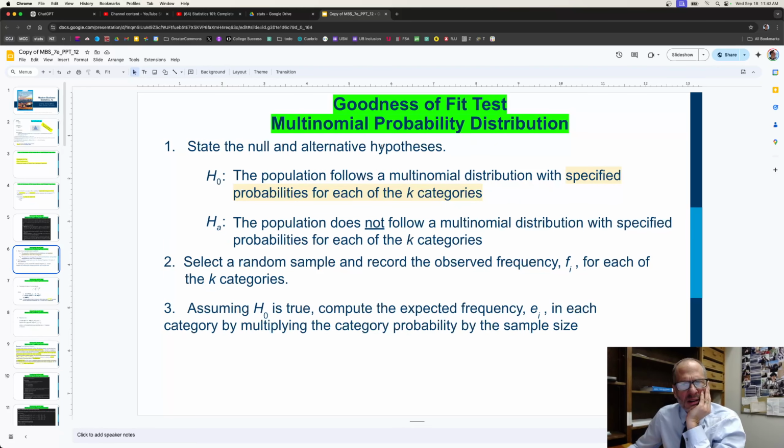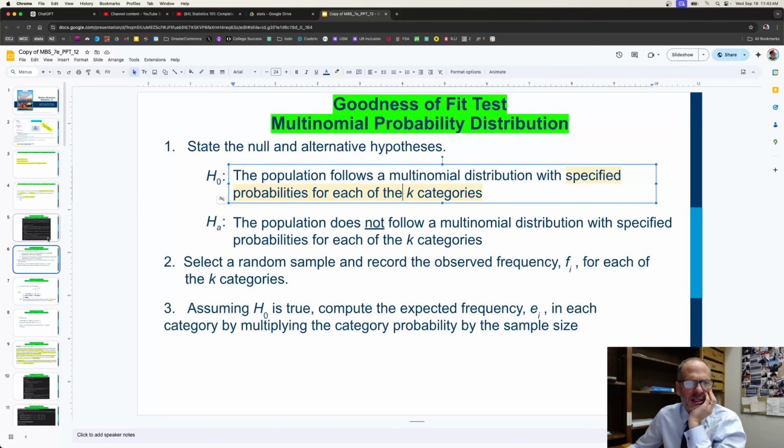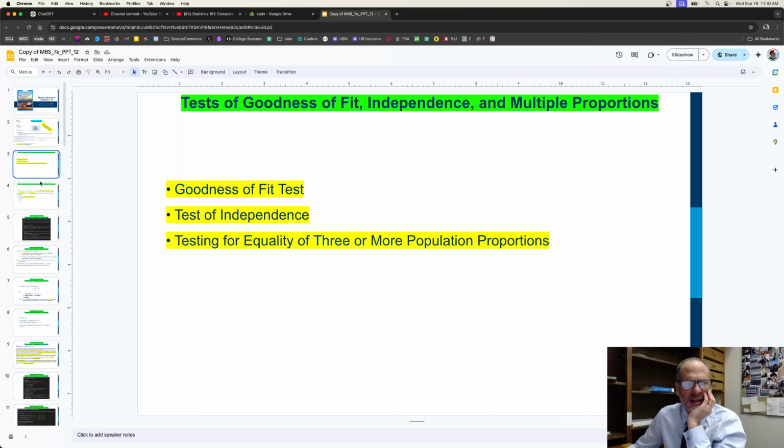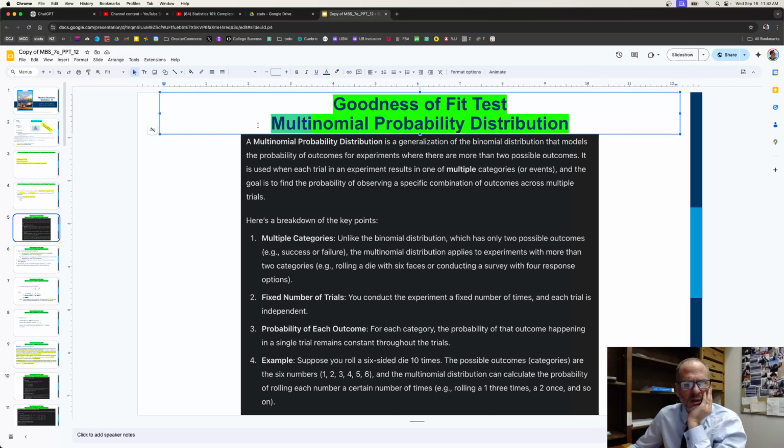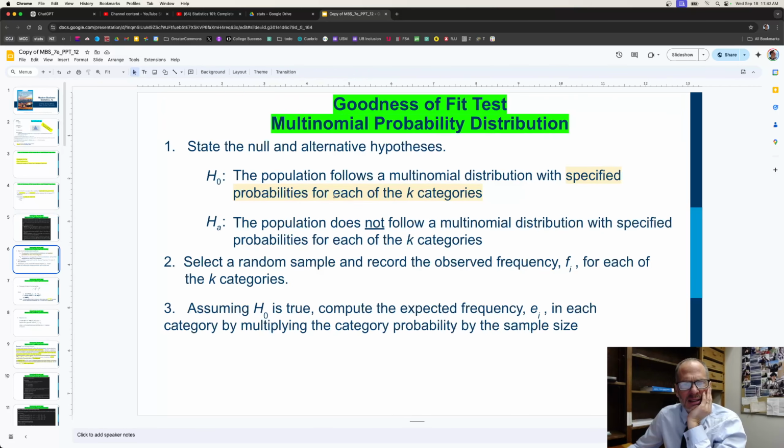State the null and alternative hypotheses. So that would be like step one. The population follows a multinomial distribution with specified probabilities for each of the K categories. And K, you might say, well, what's K? Or you might also just chalk that up to K being notation that's used to specify how many categories. Because remember, multinomials, multiple names or multiple categories. Here you see that. So we're going to have K categories, so that's probably multiple categories.